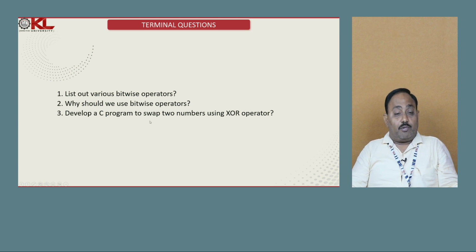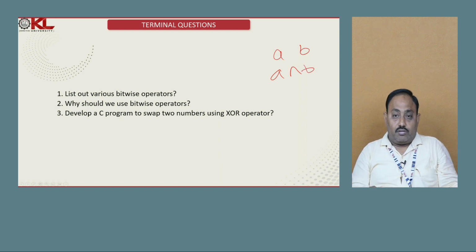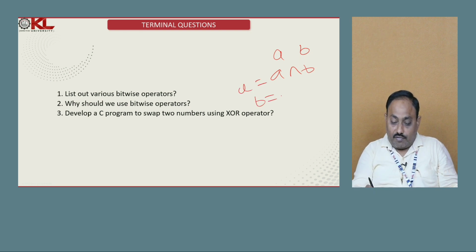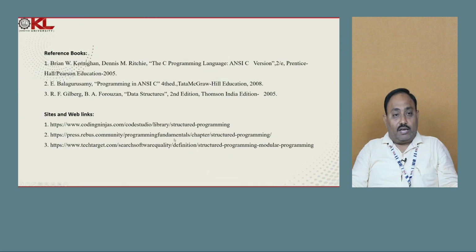Next, develop a C program to swap two numbers using the exclusive OR operator. So if you take two numbers A and B, if you perform the exclusive OR operator like this, A equal to A exclusive OR B, B equal to A exclusive OR B, again A equal to A exclusive OR B, we can get the values swapped from A to B and B to A. So that is the power of the bitwise operators. So at the end of the section I would like to say these bitwise operators are very useful whenever we want to perform bit level manipulations on binary data.